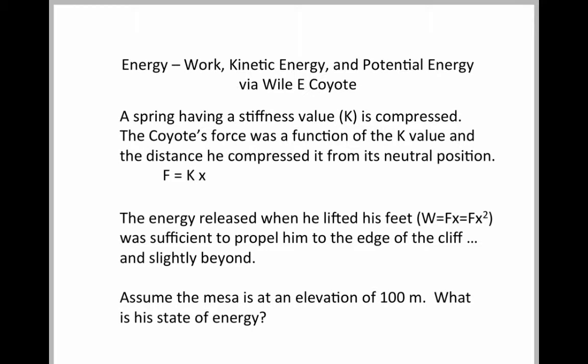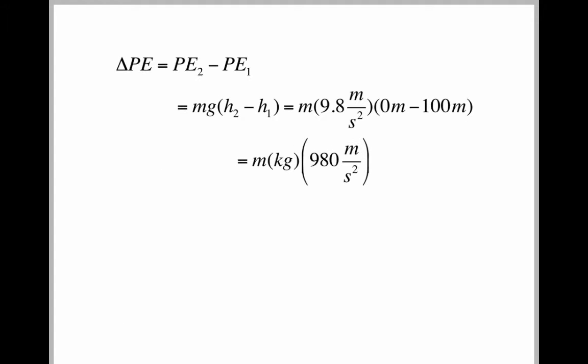Let's assume that the mesa that he is on is at an elevation of 100 meters. So what is his state of energy? Initially, he has zero velocity in the gravitational direction, or the y direction, and therefore his potential energy is initially at his mgh, where h is 100 meters.